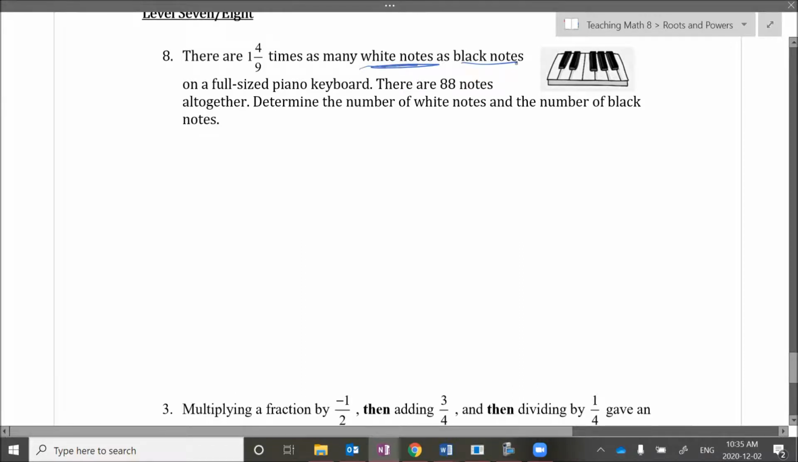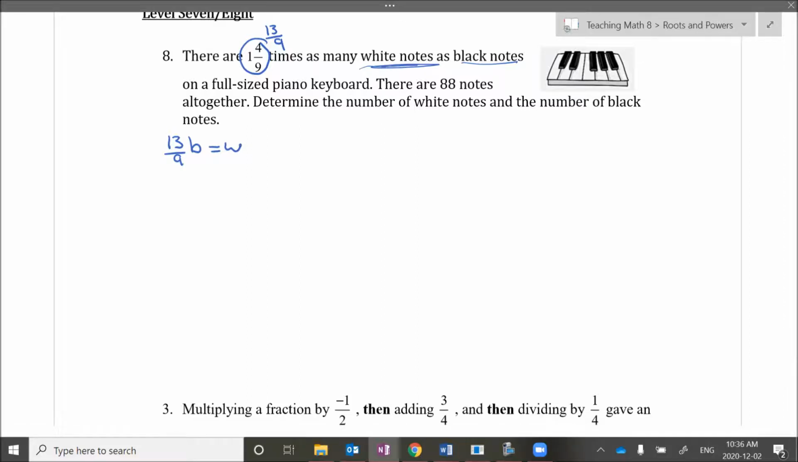So let's put this as an equation. So 1 4 over 9 is the same thing as 13 over 9. So what that means is if I go 13 over 9 times my black notes, I'm going to get my white notes. Because there's going to be more white notes. And like in our investigation said, if I multiply by an improper fraction, my number is going to get bigger, just like here.